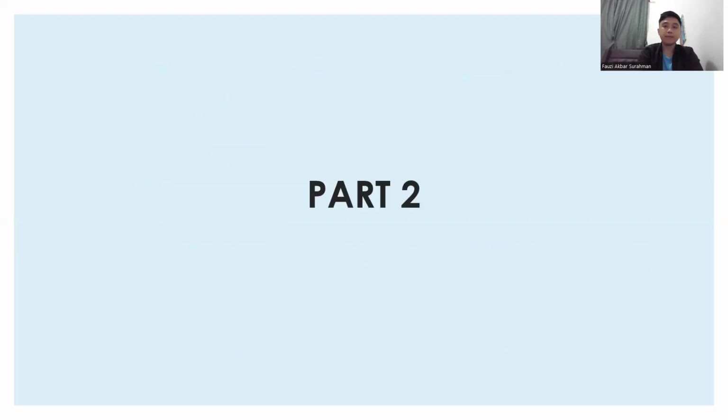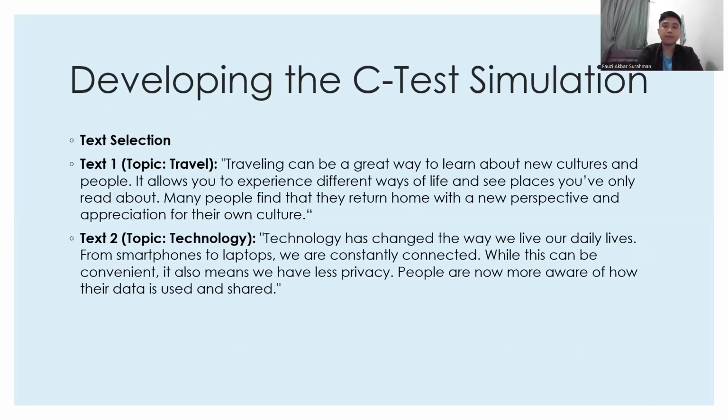Part 2. Developing the C-test simulation. Text selection. Text 1. Topic: travel. Traveling can be a great way to learn about new cultures and people. It allows you to experience different ways of life and see places you've only read about. Many people find that they return home with a new perspective and appreciation for their own culture.